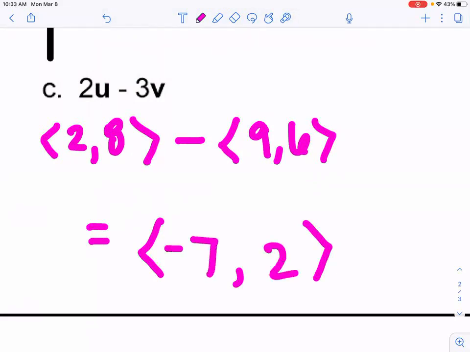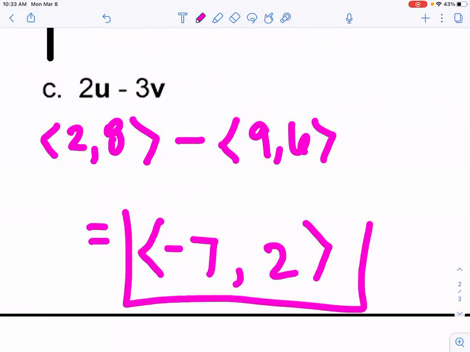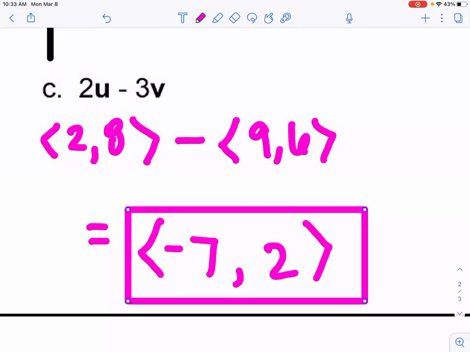-7, 2. Okay, when we double u, we get 2, 8. When we triple v, we get 9, 6. And so then the subtraction, 2 minus 9 is -7, 8 minus 6 is 2. Okay. There we go.